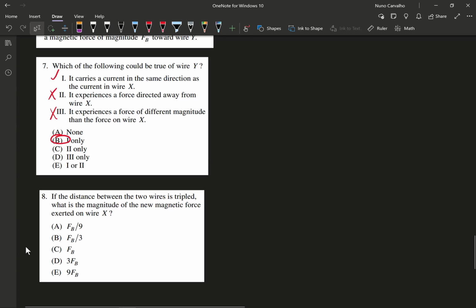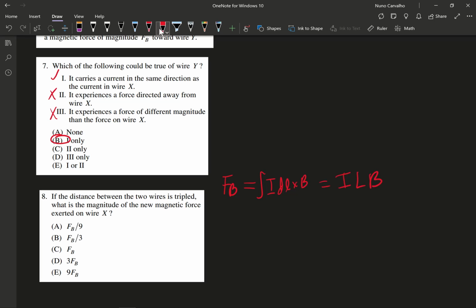Number 8 is still with the same setup from before, but we're told that if the distance between the two wires is tripled, what is the magnitude of the new magnetic force exerted on wire X? Well, let's come up with a formula for the magnetic force. This will be given on your formula sheet, and it will look something like this, and we've shown this already before. And simplified, this will just become this.